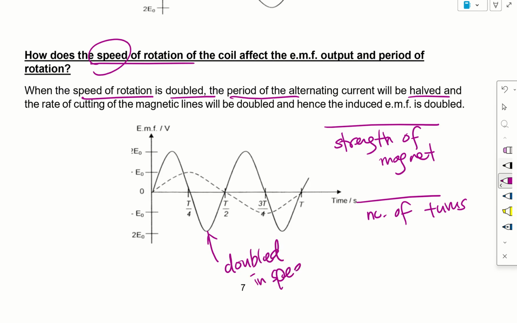The period is actually half, because the time that it takes for one complete rotation will be half. But the rate of cutting of the magnetic flux or the magnetic field lines will be double. Therefore, the EMF is double.